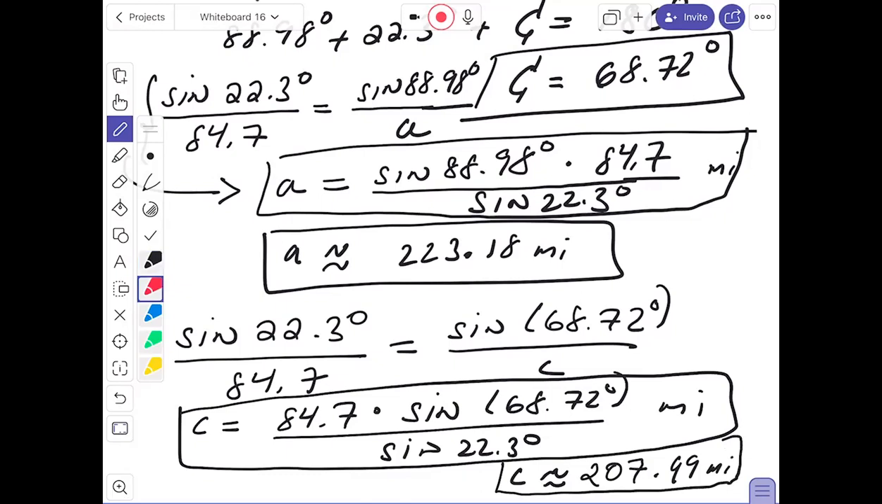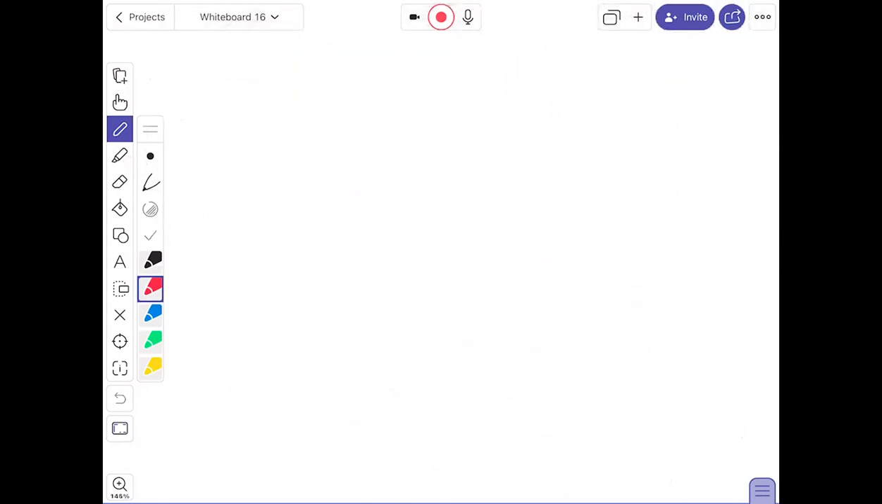Let's take a look at this thing, and I guess we just did problem number 6, right? So what do they say? Let's see, C is 68.72. I feel good about that. Where they say A is 223.18, I feel good about that. Where they say C is 207.99, I feel good about that. I want to move forward. All right, I'm going to do problem number 7.